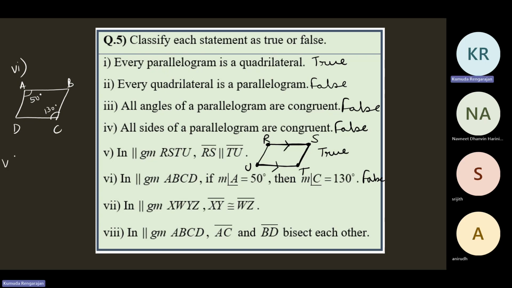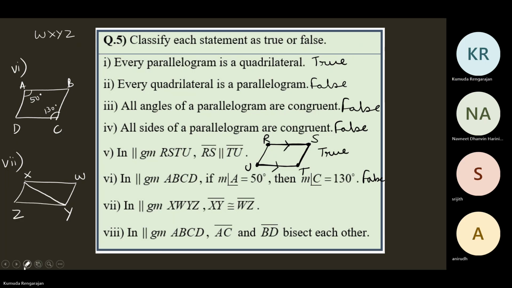Then the seventh one. In parallelogram WXYZ, the order is W, X, Y, Z, but they have called it XWYZ. So X, W, Y, Z. You don't change it. Now in XWYZ, XY is congruent to WZ. Congruent meaning equal. Diagonal XY is congruent to the diagonal WZ.